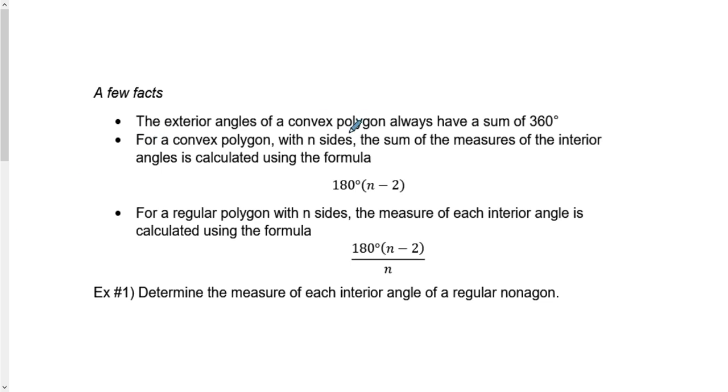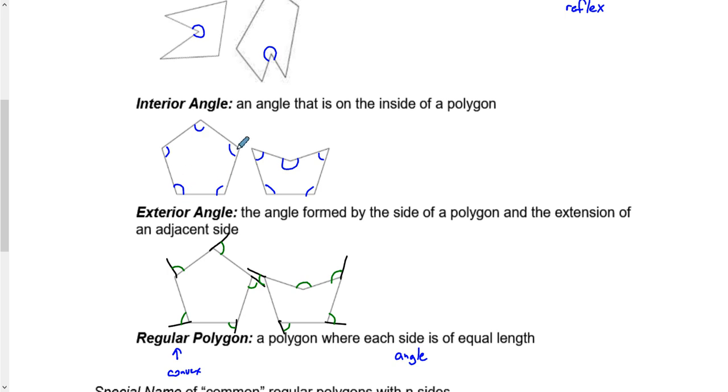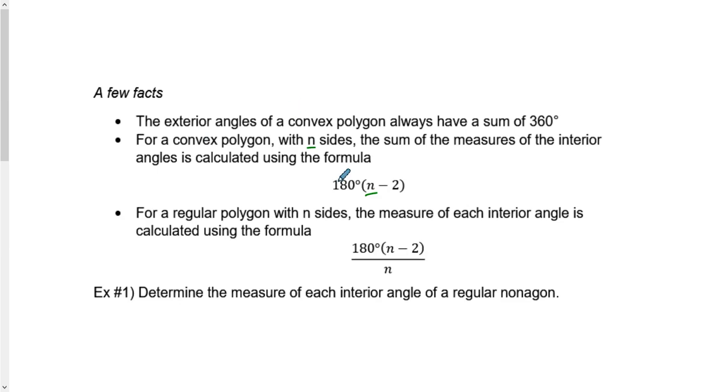For any convex polygon with n sides, the sum of the measures of the interior angles is calculated using the formula 180 multiplied by n minus 2. So n is just the number of sides that it has. For example, if I want to find out what all of these interior angles add up to be, that is a total sum, I would just have to take 180 multiplied by n subtract 2. So for that pentagon, this formula would tell me what all of these angles added up together would be.